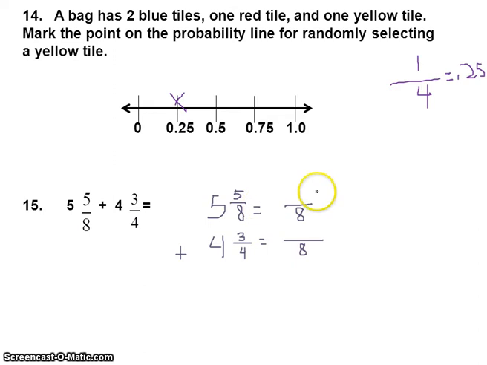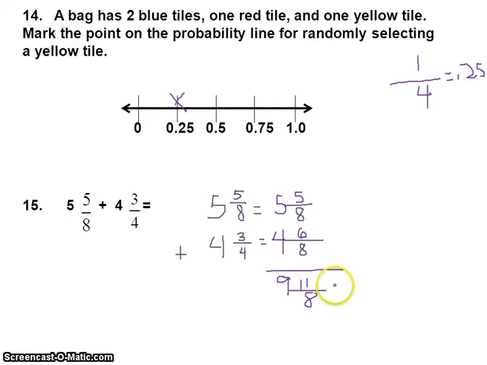Number 15 I already have set up vertically, and I don't have a common denominator, so I know 8 is my least common denominator. Since that doesn't change, the numerator doesn't change, I'll bring that over. 4 times 2 is 8, so 3 times 2 is 6, and bring my whole number. I go ahead and add 6 eighths and 5 eighths is 11 eighths, and 5 and 4 is 9.